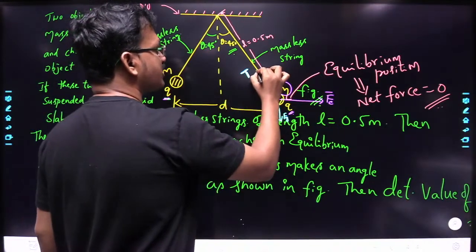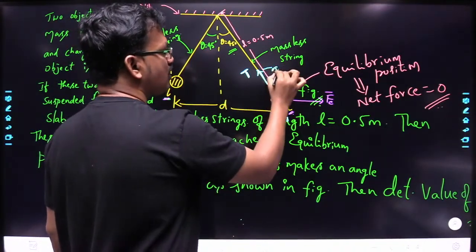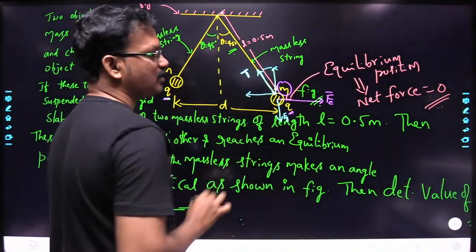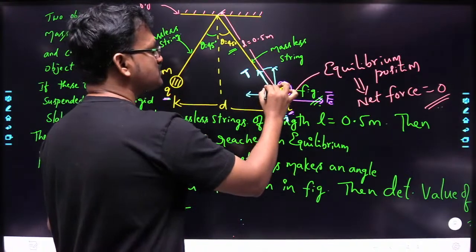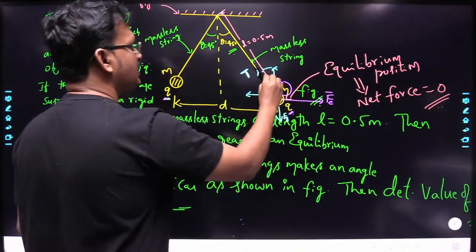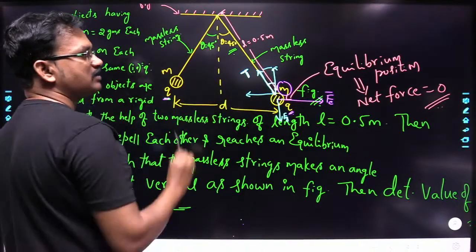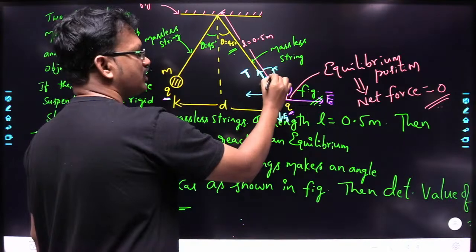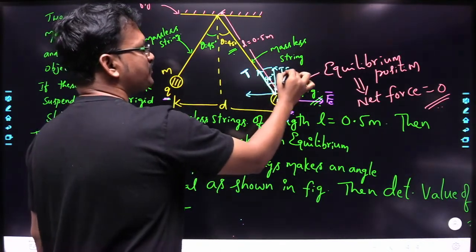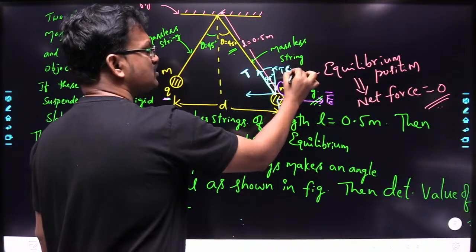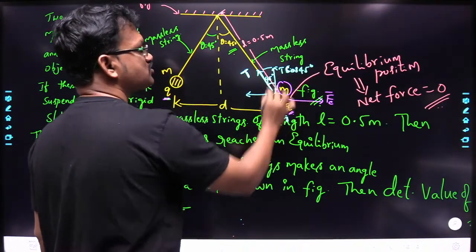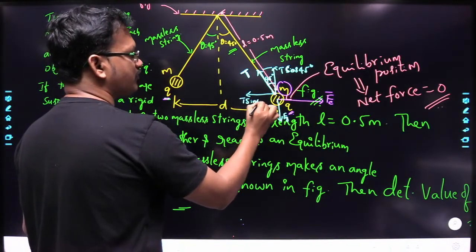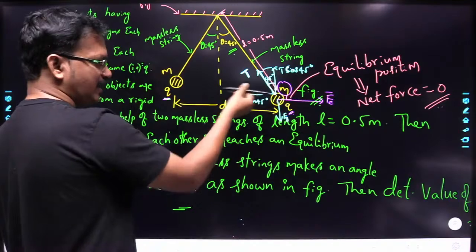So you can resolve this tension force into two components. One is the vertical component and the other is the horizontal component. Now what is this angle here? The angle between this line and this vertical is nothing but 45 degrees. So the angle between this one and this one is also 45 degrees. That means this component will become T cos 45, in the upward direction, and this component will become T sin 45 in the negative x direction.